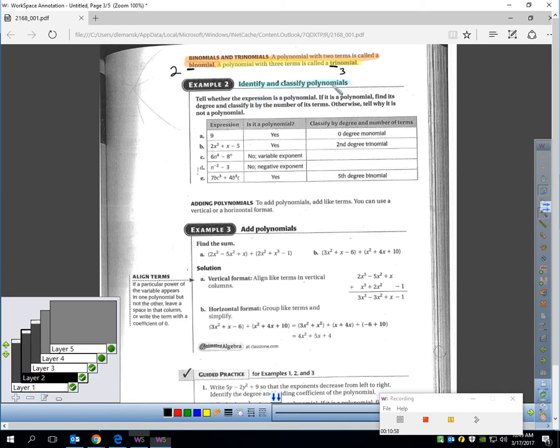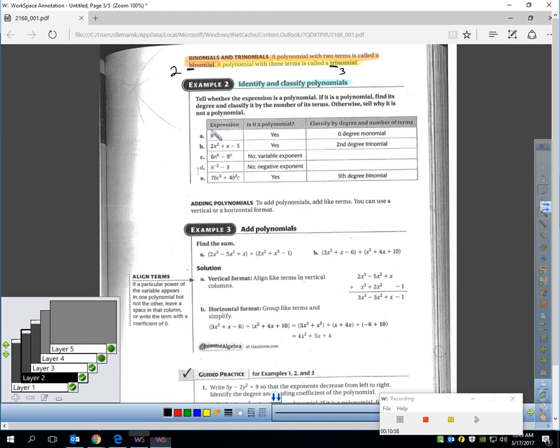Let's identify and classify polynomials. You'll be asked this in your homework. Tell whether the expression is a polynomial. If it is, find its degree and classify it by its number of terms. Otherwise, tell why it's not. So let's go through this table.